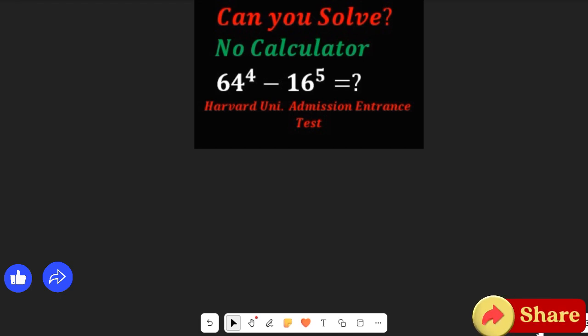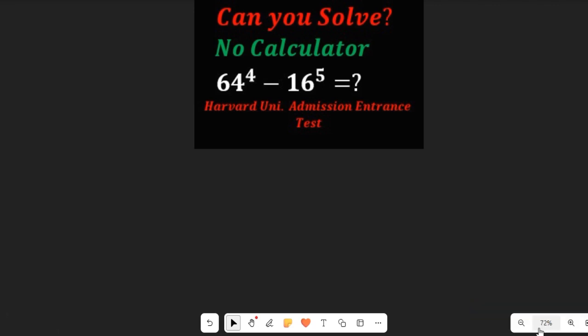We are asked to simplify 64 to the power of 4 minus 16 to the power of 5 equal to what? This is one of those admission entrance tests you might most likely see if you are applying to Harvard University. Now let's solve this question.